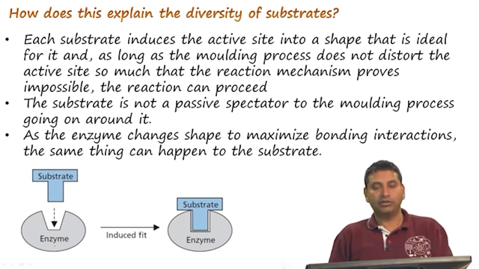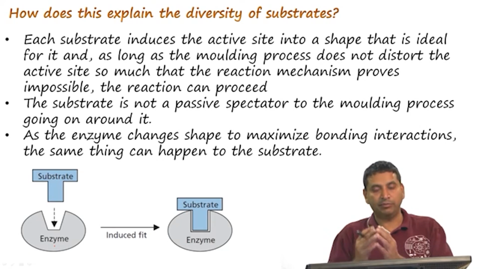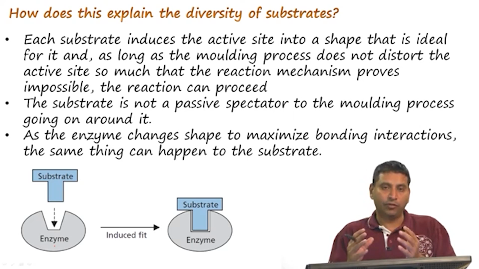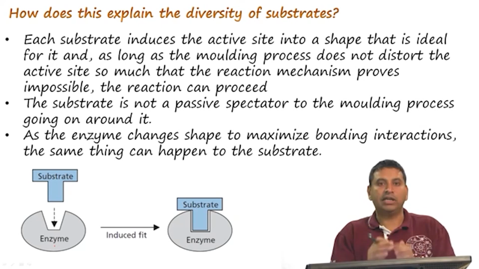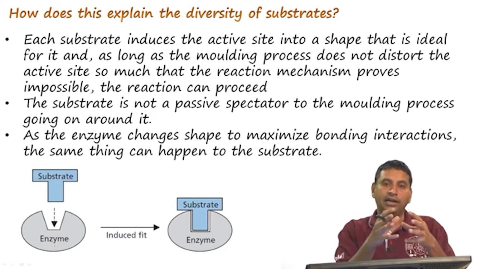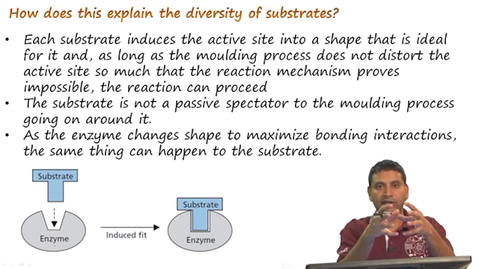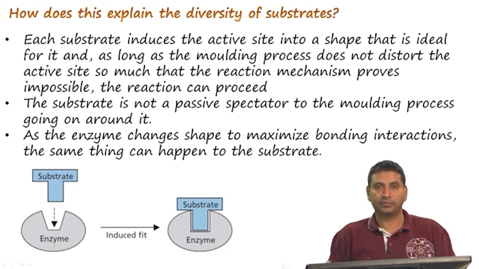Also, the substrate is not a passive spectator, as we have looked at previously, and it also changes shape to accommodate itself into the active site. So, as the enzyme changes shape to maximize bonding interactions, the same thing can also happen to the substrate. Therefore, this model allows us to explain why there is a large number of substrates that can be turned over by a particular enzyme, even though the substrate may look very different. It is quite likely that the interactions of the active site with the substrate are quite similar, and therefore, it can recognize substrates which are similar not just in shape, but also in binding interactions.